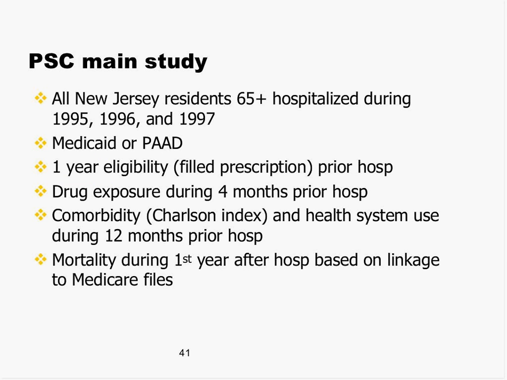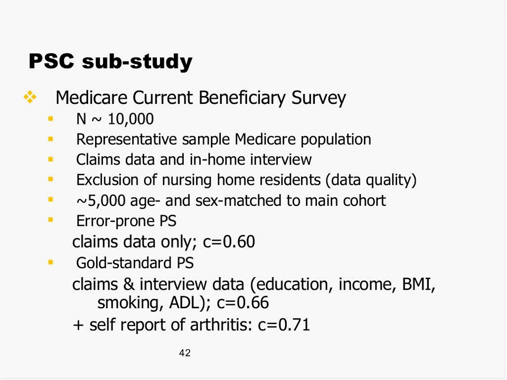So we went through this exercise here in a New Jersey Medicare population, 65 years and older, actually Medicaid and Medicare. They're interested in 1-year mortality after NSAID exposure. Next slide. The Medicare Current Beneficiary Survey is the same as we had used before. You see some C statistics for the error-prone propensity scores. The gold standard is higher, 0.66. You have more information now, so it makes sense. A better discrimination.